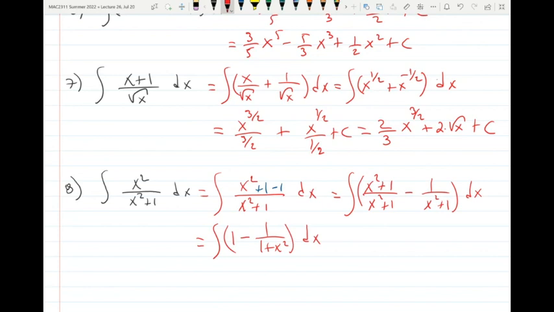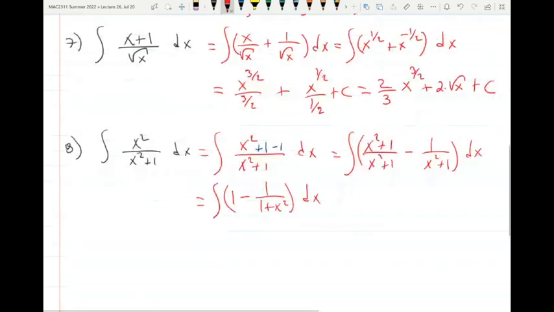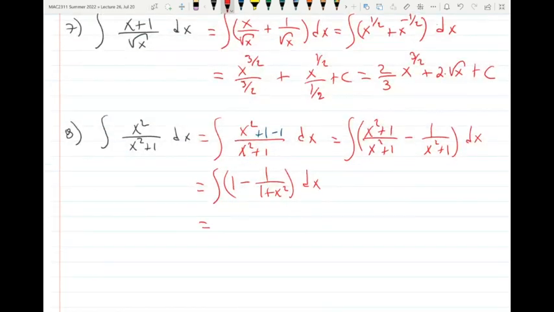So now integrate. What's the integral of 1? x. And what's the integral of 1 over 1 plus x squared? What function do you know whose derivative is 1 over 1 plus x squared? Inverse tangent. Remember, if you freeze and you don't remember the formula, ask yourself that question: I need a function whose derivative is that. And hopefully the inverse tangent will come to your mind. Okay? All right. Questions?